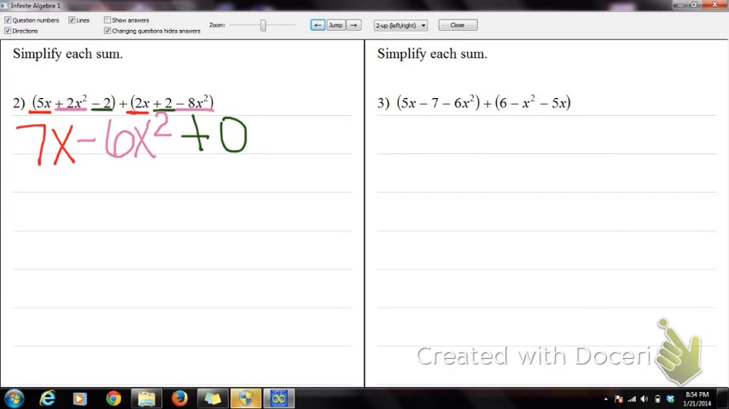Now, your ECA won't write plus 0. They'll probably erase this completely from the answer. Adding 0 doesn't really do anything. From the very beginning, you can choose to cross out those 2's if you would like. So we can go in and cancel them from the beginning because one's a negative and one's a positive.